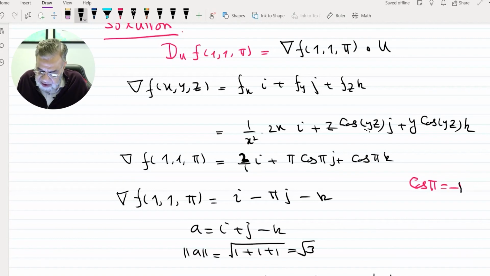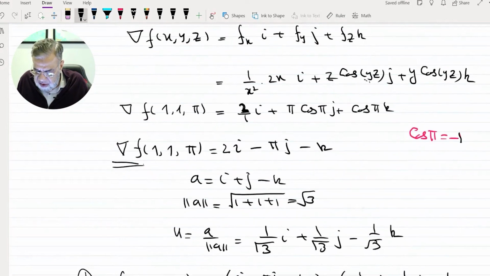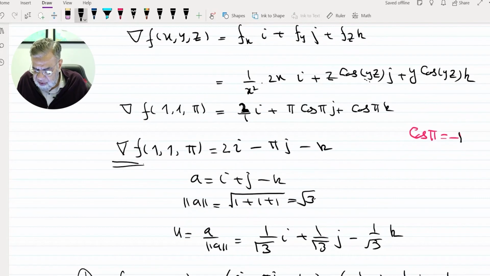Substituting here, we get 2i minus 2i plus pi cosine pi j and cosine pi k. Cosine pi is -1, so we get 2i minus pi j minus k. Now we use part 1 of the solution, and we are going to get the unit vector. A is given as i plus j minus k. Then the magnitude of A is the square root of 1 plus 1 plus 1, which is root 3. Then u is equal to A divided by root 3, so we get 1 upon root 3, plus 1 upon root 3, minus 1 upon root 3.